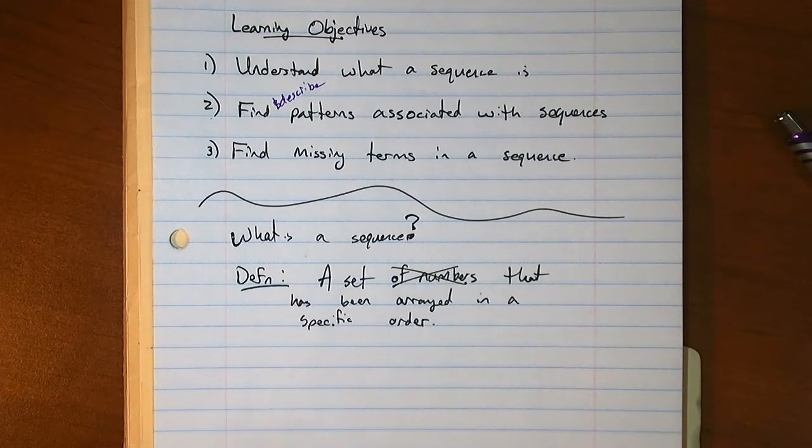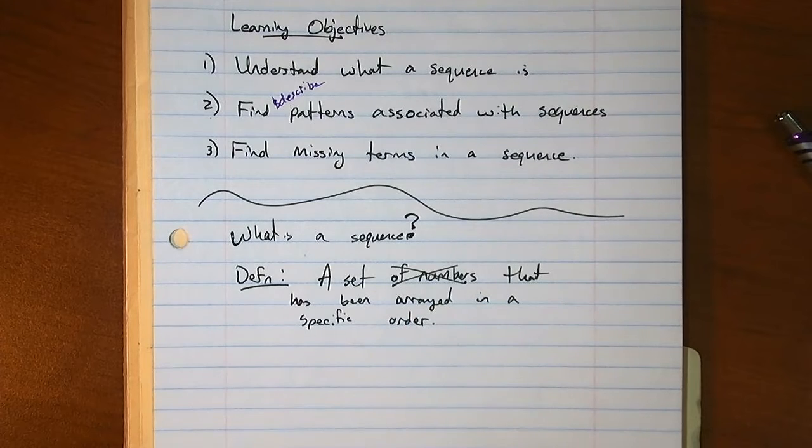In our class, it will always be numbers, but I didn't want to get too specific because a sequence doesn't have to be numbers, just like a set doesn't have to be numbers. But in our class, every set that we've studied has been numbers. That's irrelevant. So a set, that's just a collection of things. So we're going to have a collection of numbers that have been arranged in a specific order.